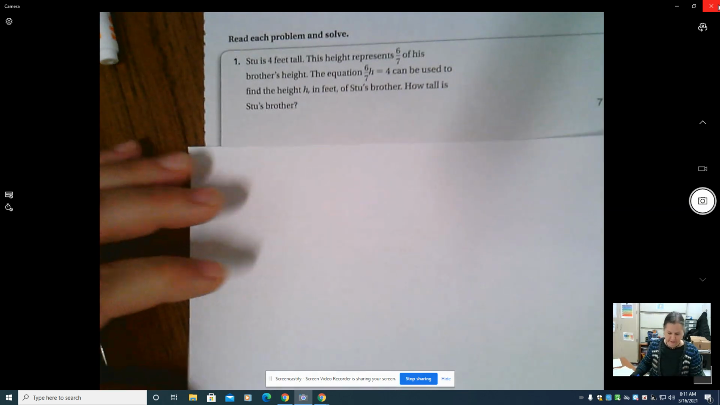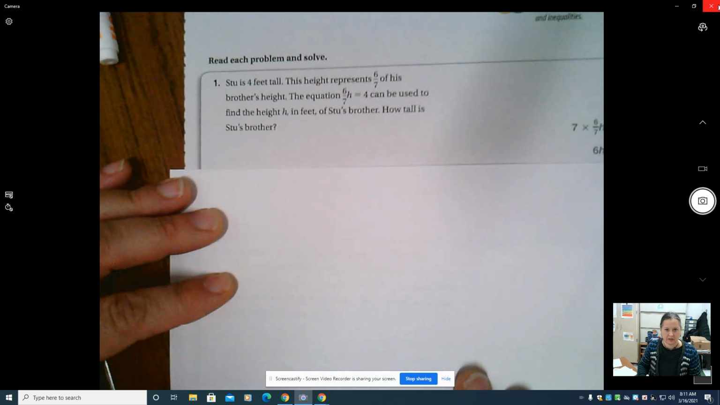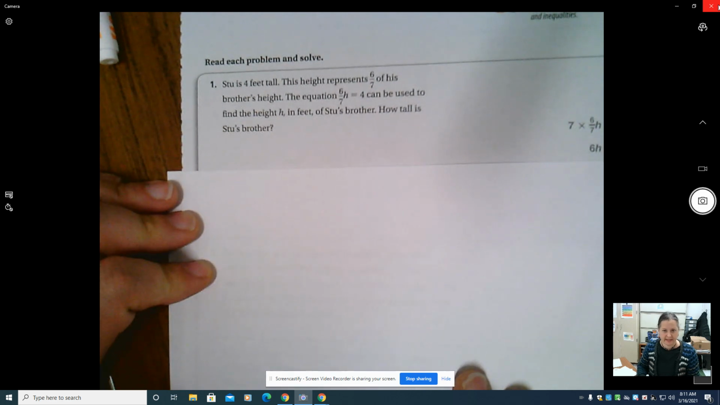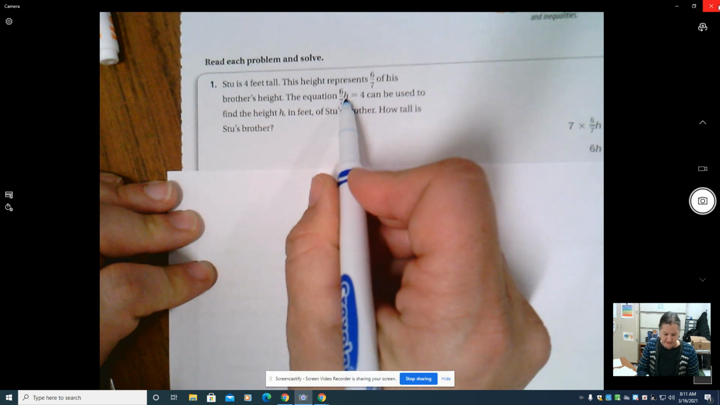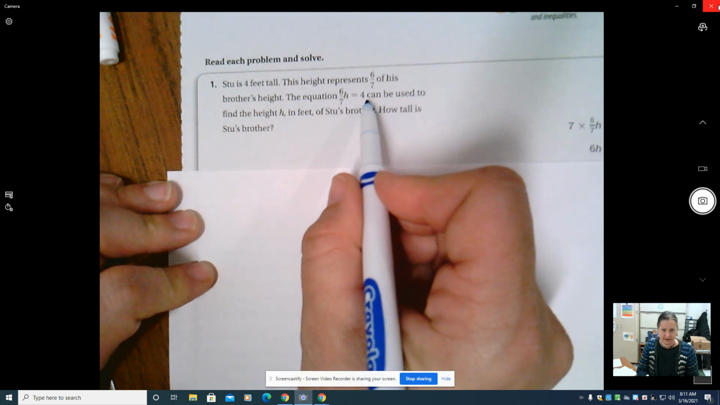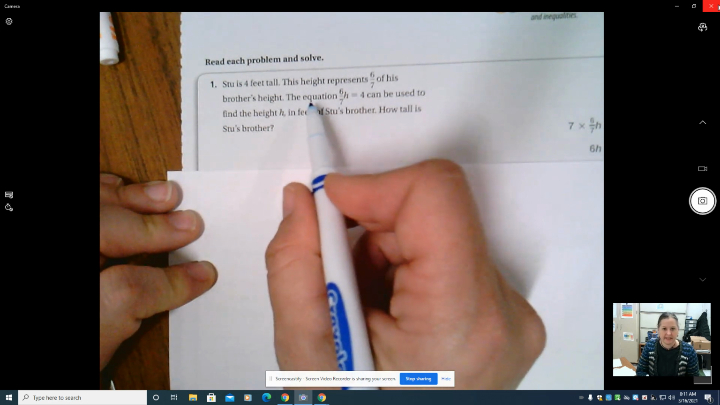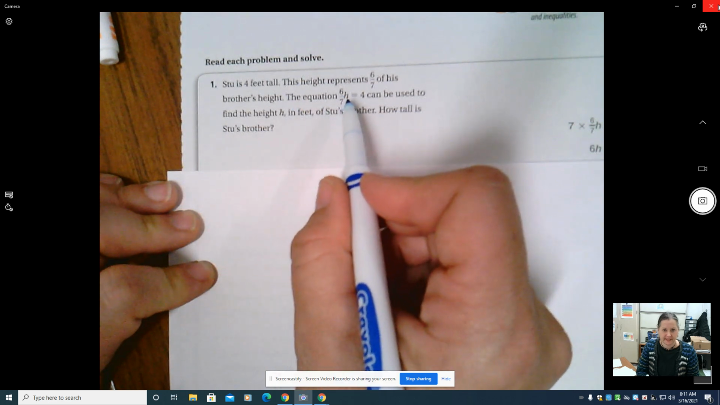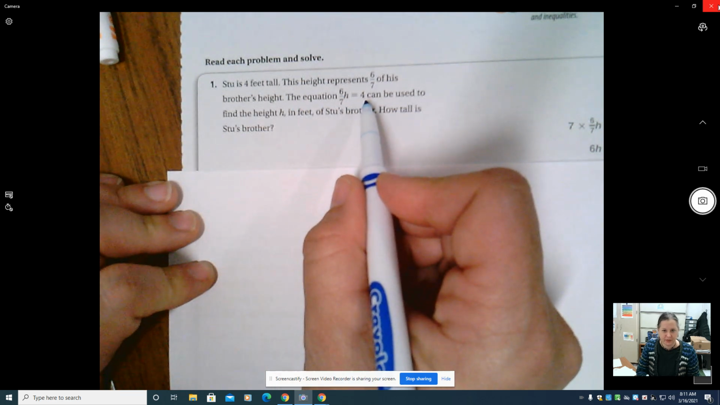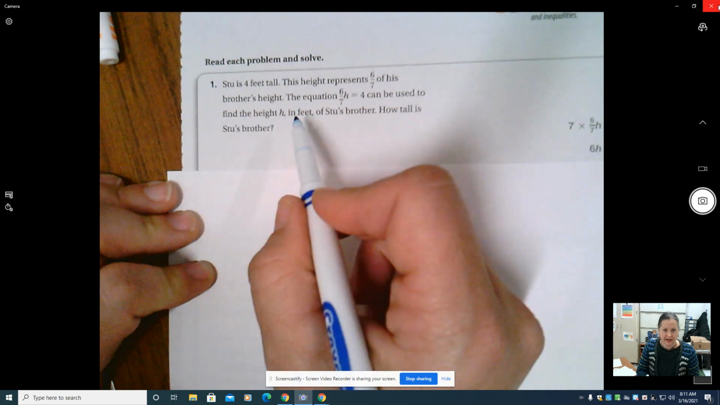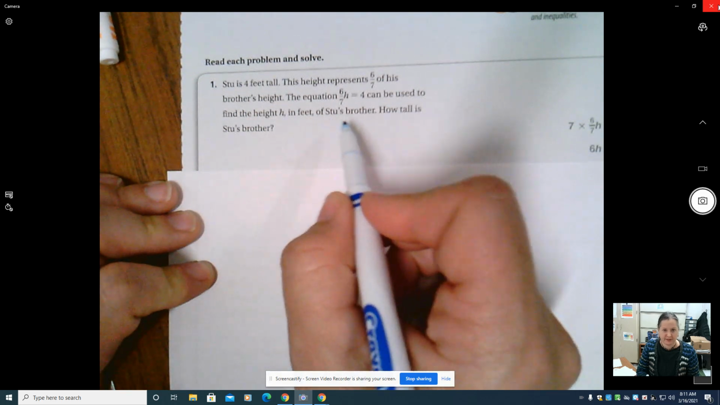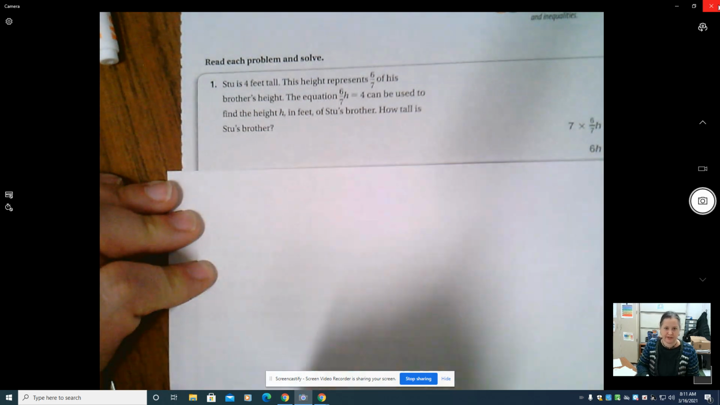Stu is 4 feet tall. This height represents 6/7 of his brother's height. 6/7 of his brother's height equals 4 feet tall. The equation 6/7 h equals 4 can be used to find the height in feet of Stu's brother. How tall is Stu's brother?